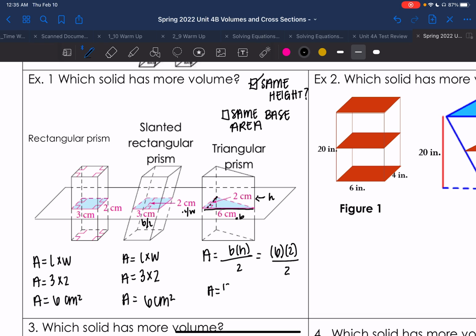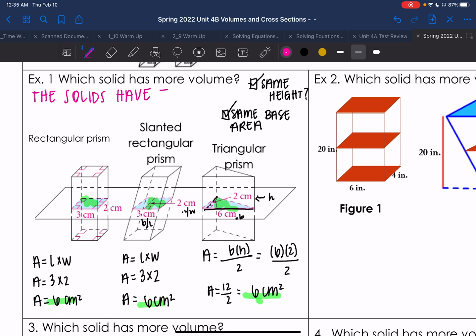6 times 2 is 12, divided by 2 is 6 centimeters squared. So all three of these areas of the cross sections are 6. So we can say that yes, they have the same height and the same base area. And so, because of those two reasons, these solids have the same volume.